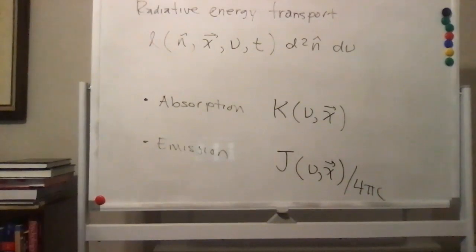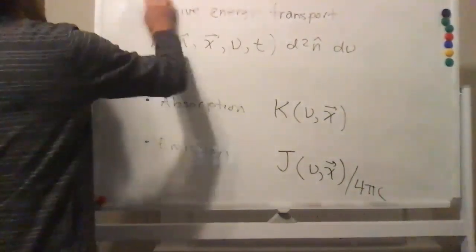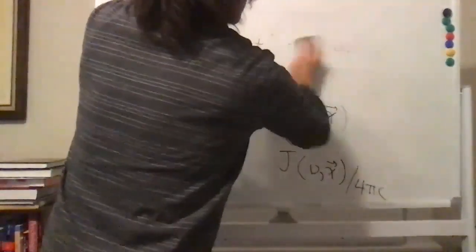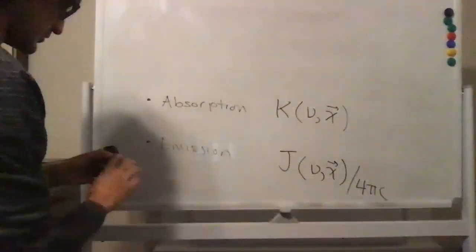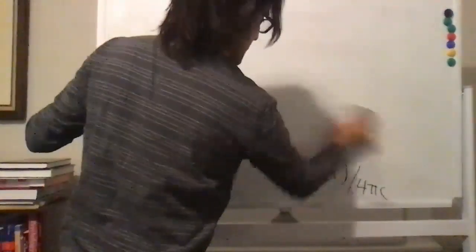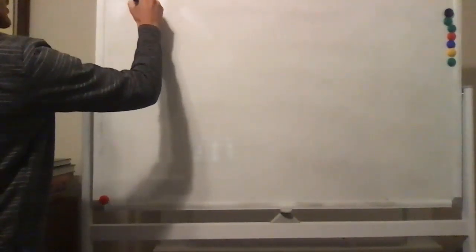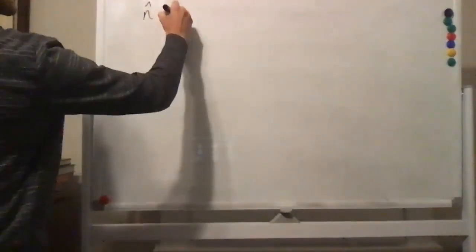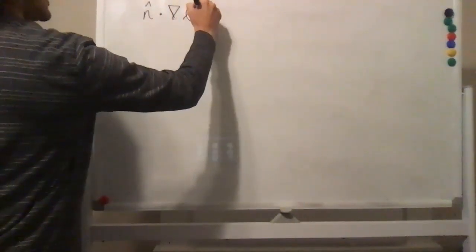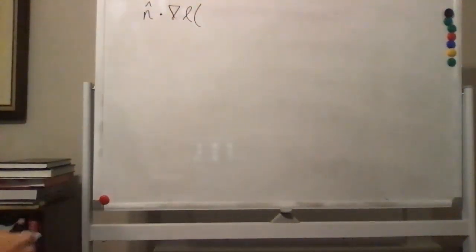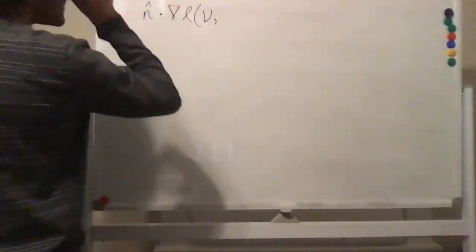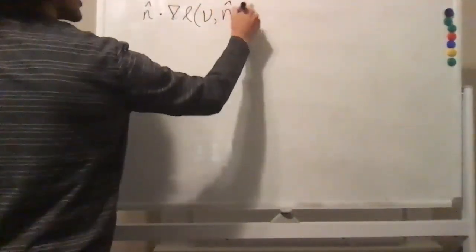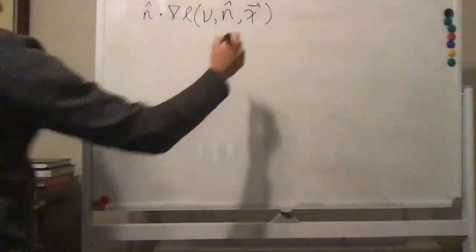Okay, so the equation, this is getting more difficult to erase. The equation that we saw at the beginning of the semester was this one. L, and we have a bunch of things over there: the frequency, the direction, the position. This was equal to minus k.